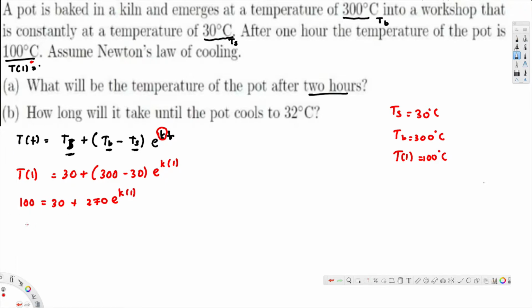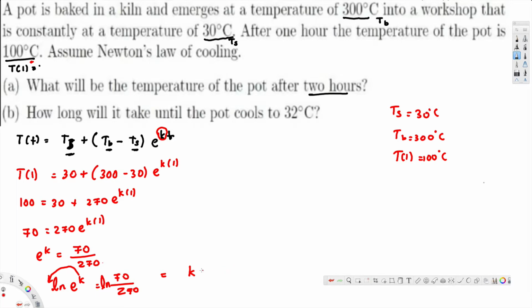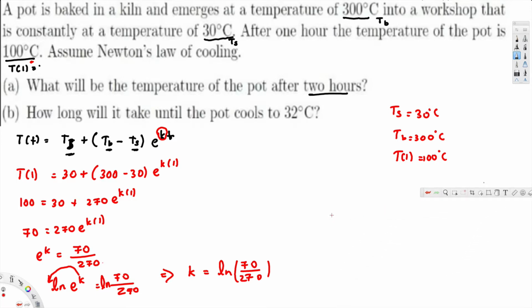Now 100 minus 30, that's 70, that's equal to 270 e power k times 1. Therefore e power k is equal to 70 divided by 270, and we want to find out what k is, so we have to take ln both sides. ln e power k is equal to ln of 70 over 270. Now the k goes to the front and ln of e is 1, so k is equal to ln of 70 over 270. Or we can simplify as ln of 7 over 27.